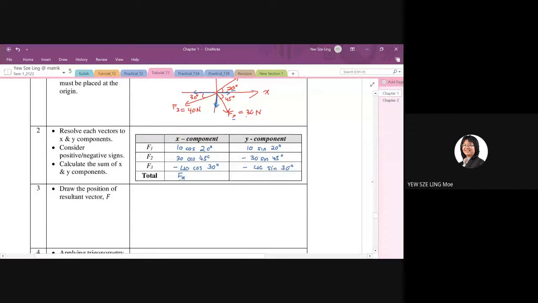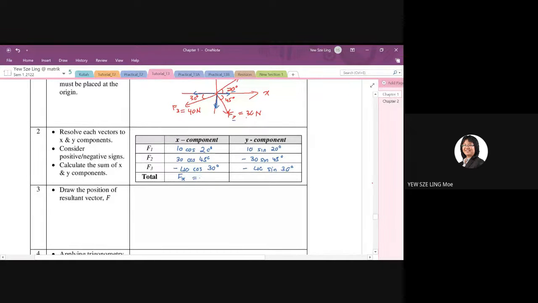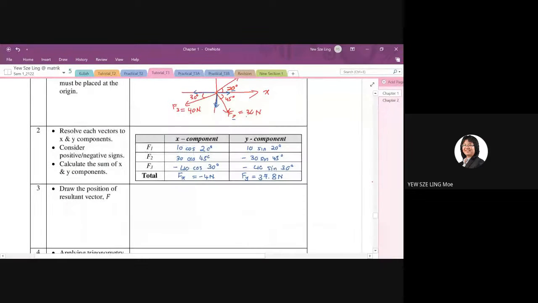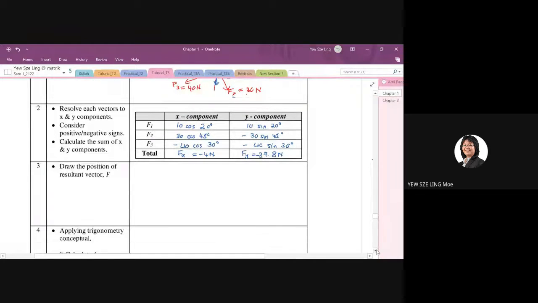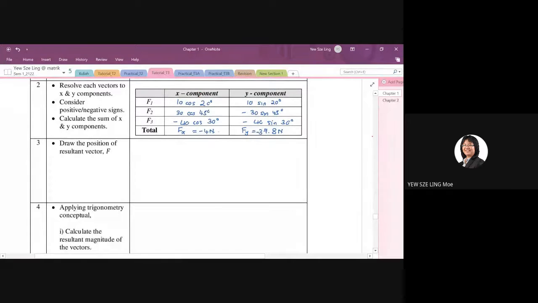So I'm going to call it Fx to represent the resultant force along the X axis. So it is negative 4 Newton, whereas for the Y component, Fy, I got, I think, 37.8 Newton. Okay, so negative 37, sorry, negative 37.8 Newton for the resultant along the Y component. So now that I have the resultant for the X component and also for the Y component, I can then draw the position of the resultant vector. So this is my XY plane as usual. So this is the X component, this is the Y component.